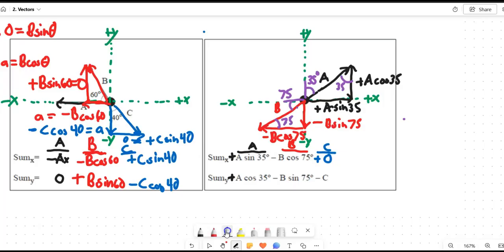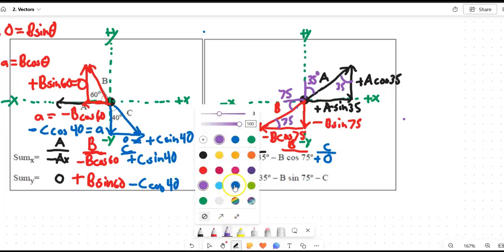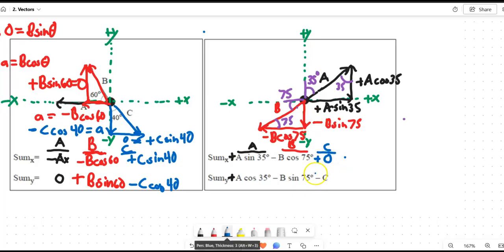Finally, C has no horizontal components, but it does have a vertical component, so C is going to be pointing straight down. And I'm going to put negative C right there. And that is our tutorial, okay?